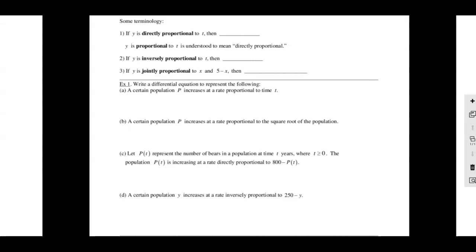If y is directly proportional to t, then we could write this little equation. That means y is equal to k times t, for some constant value k. And that k, you could think about it as being the constant of proportionality. For instance, 50 is proportional to 5, and it would be 10 times 5, so the k value would be 10.